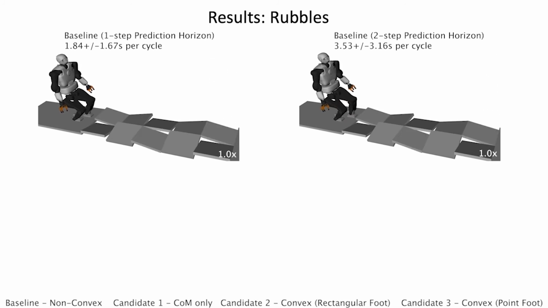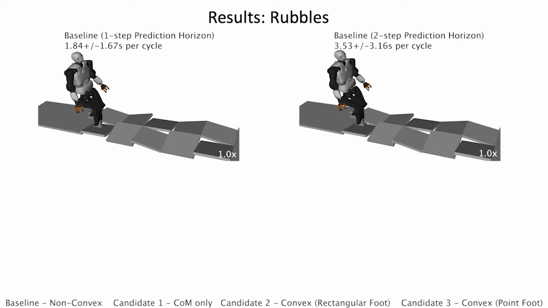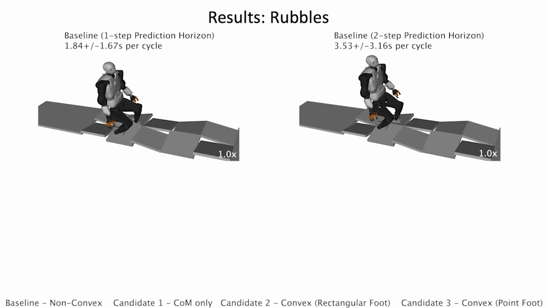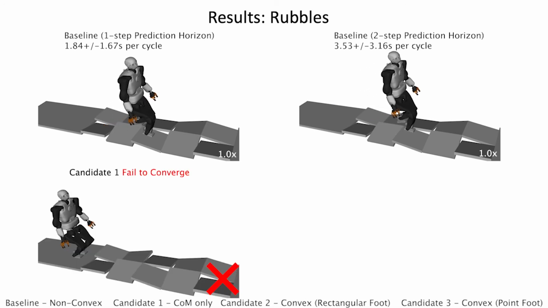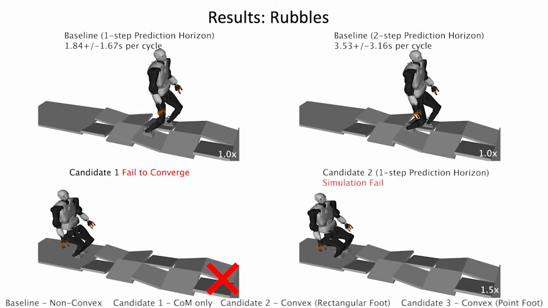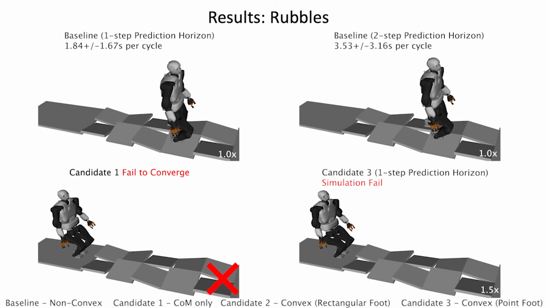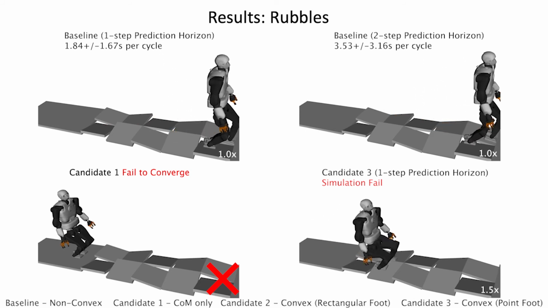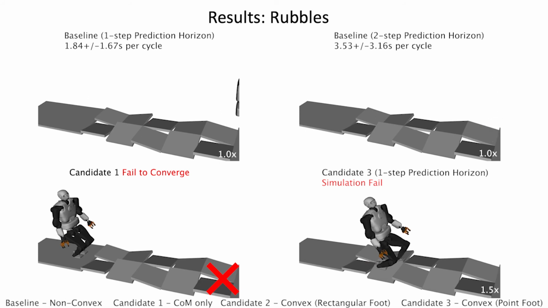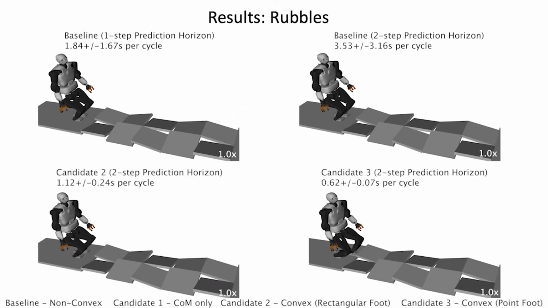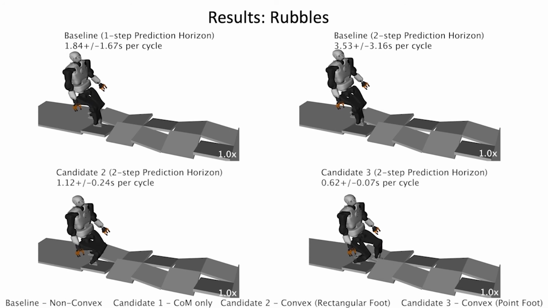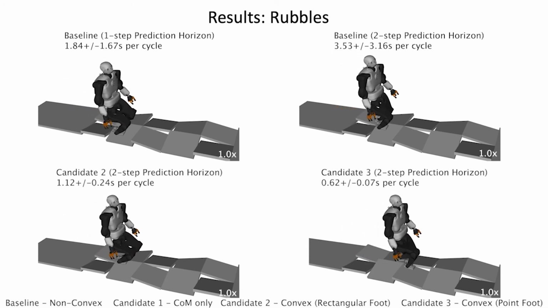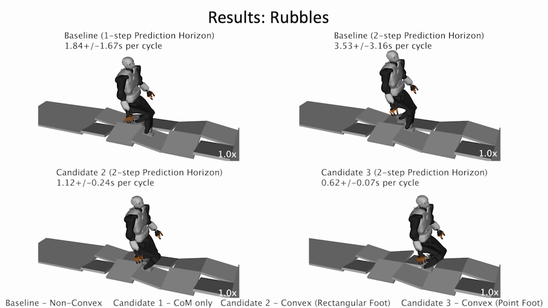Next, we present the results for Rubbles. The baseline succeeds in this scenario, but with extensively large computation time. Candidate 1 fails to converge again. With one step look ahead in the prediction horizon, candidate 2 and 3 cannot generate trajectories that can be tracked by our whole-body inverse dynamics controller. However, candidate 2 and 3 with 2 steps look ahead in the prediction horizon generates trackable trajectories in a fraction of the computation time of the baseline.